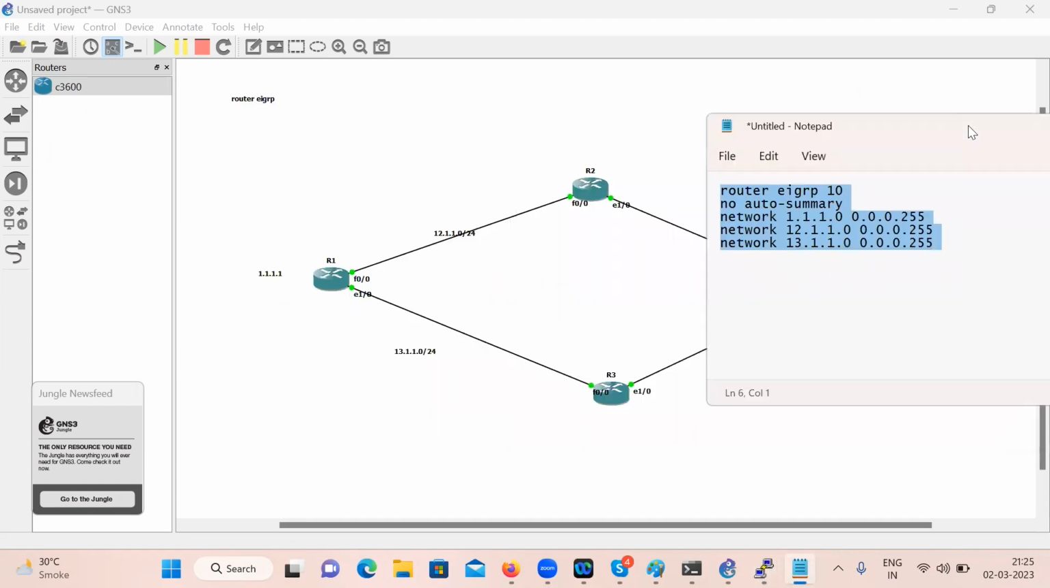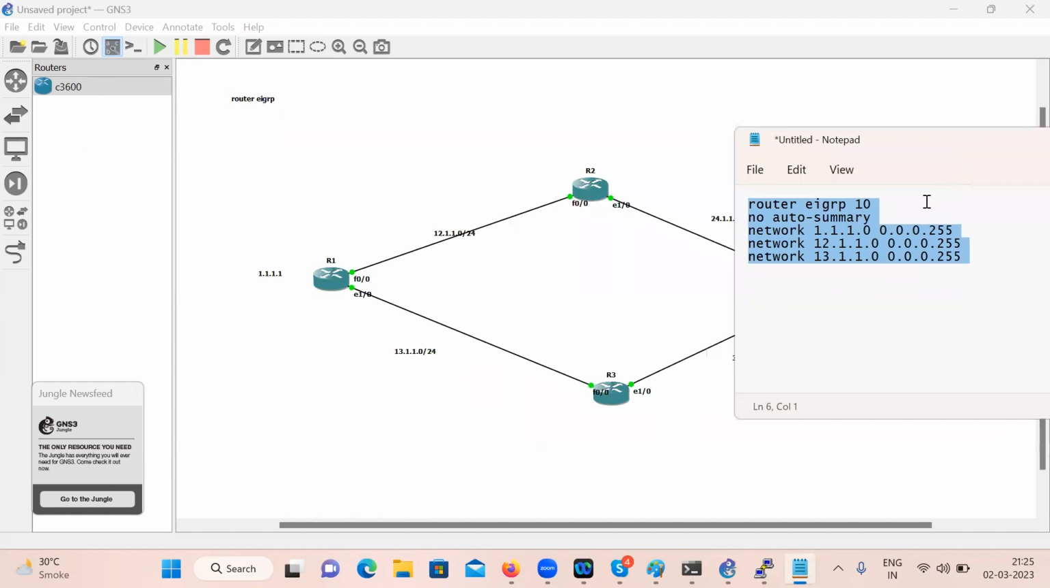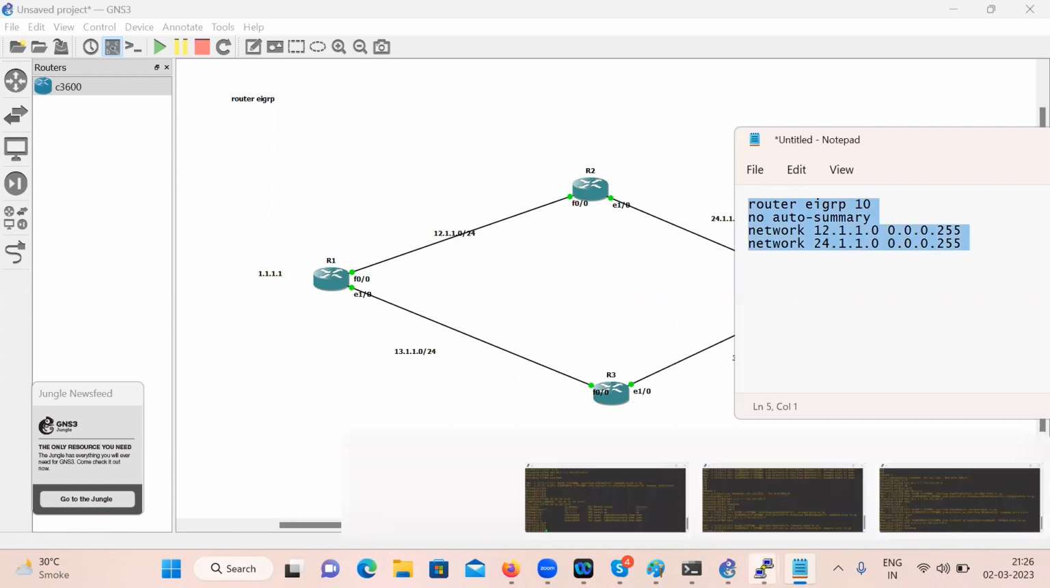For router 2, what are the networks we have to advertise in EIGRP? On router 2, the loopback won't come, because we have not configured any loopback on router 2. We have only some physical interfaces configured on router 2. One is 12.1.1.0, which is common for router 1 and router 2. So this 12.1.1.0 network will also get advertised from router 2. The next network is 24.1.1.0 with a wildcard mask of 0.0.0.255. Similarly, copy this and paste it on the router 2 console.